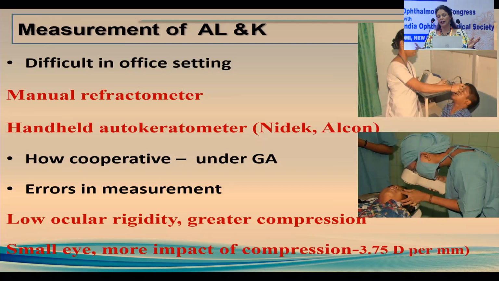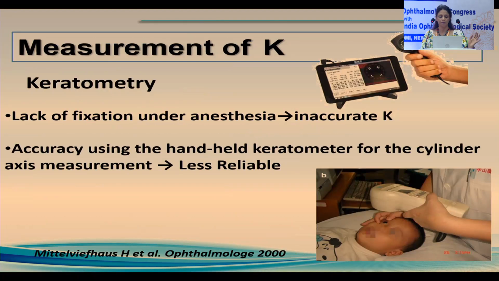Then you're again using ultrasonic measurements. The best would be to use immersion, but even with that there are chances of error. If you're not able to use immersion for some reason, then you will have more chances of compression. And remember, these children have lower ocular rigidity, so the impact of compression is much greater than in an adult eye, where it is around 2.5. Here the compression effect is 3.75 diopters per millimeter. Go back to the formula I talked about, 2.5 into keratometry, into axial length. Here it is 3.7 diopters per millimeter of axial length difference. So there is lack of fixation when you're doing measurements under anesthesia, and the accuracy of handheld keratometers for cylindrical measurements is not very good.